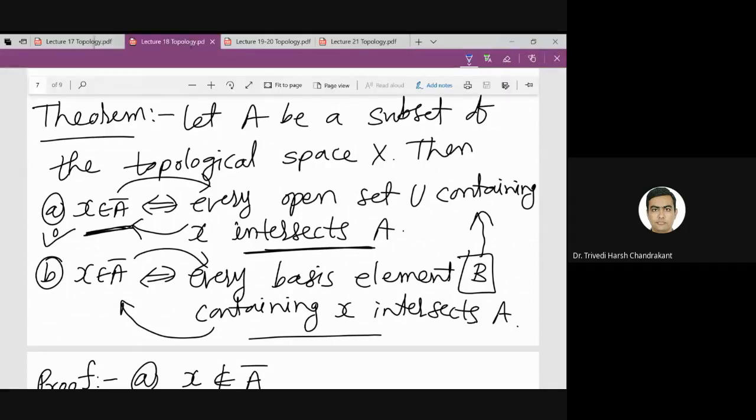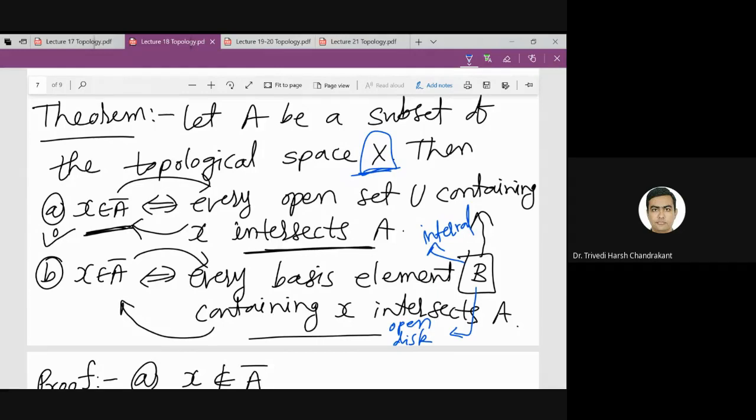We also proved that this is equivalent to the condition that every basic open set containing x intersects A. If you recall the meaning of basic open set: if I take X to be R with the standard topology, then a basic open set is nothing but an interval. On the other hand, if I take X to be R2 with the standard topology, then a basic open set is nothing but an open disk.